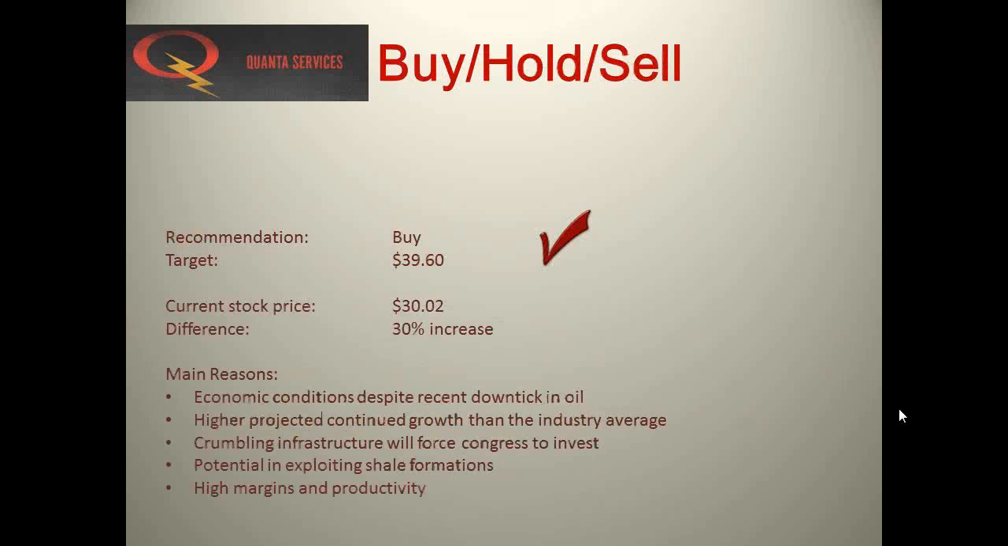Good afternoon, ladies and gentlemen. We're at Quanta. My name is Joel Cox. I'm Casey. I'm Chloe. Right off the bat, we're going to issue a buy with a target price of $39.60. At a current stock price of $30.02, that's an increase of 30%. Our main reasons, which we'll be discussing throughout our presentation, are the economic conditions despite the recent downtick in oil, higher projected continued growth than the industry average, and also crumbling infrastructure in the United States that needs to be addressed. Congress knows that. There is also potential in exploiting shale formations in Canada and the Midwest. High margins and productivity are going to be the key drivers.